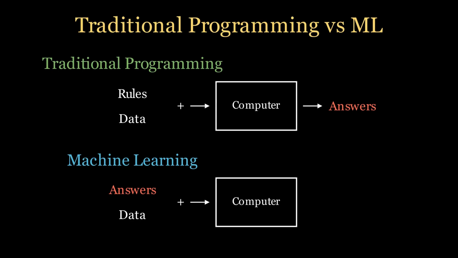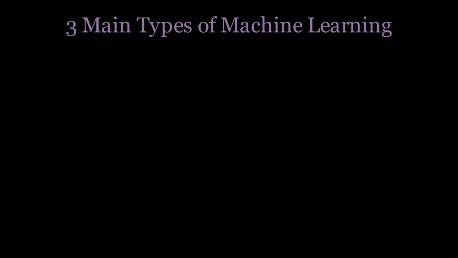Enter machine learning. We flip the equation. We give the computer the answers we want, along with a massive amount of data. The computer analyzes this data and figures out the rules all by itself. It learns the mathematical patterns required to solve the problem.